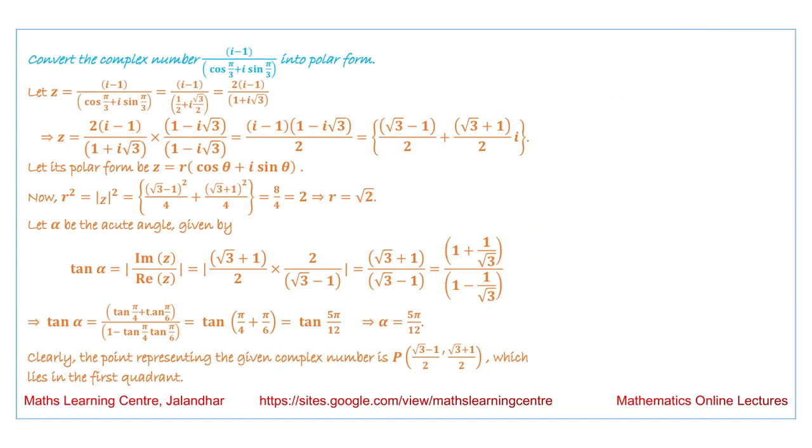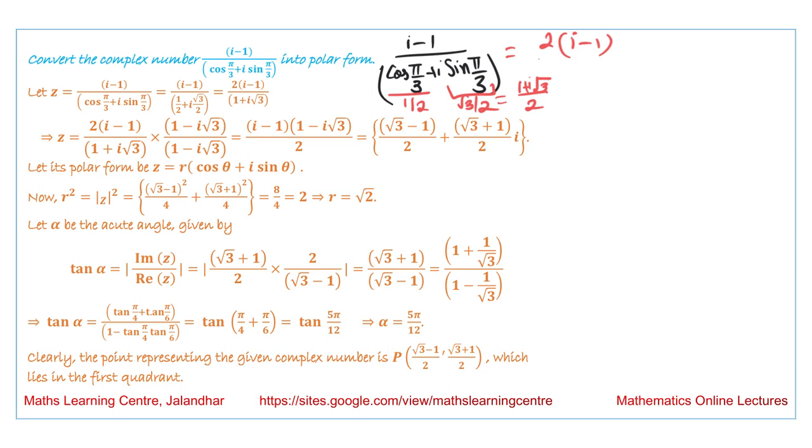Next we are given this number: iota minus 1 divided by cos pi by 3 plus iota sine pi by 3. The value of cos pi by 3, we know, is 1 by 2. The value of sin pi by 3 is root 3 by 2. So if we take the LCM, the denominator will become 1 plus iota root 3 by 2. So it is (iota minus 1) into 2 divided by 1 plus iota root 3.